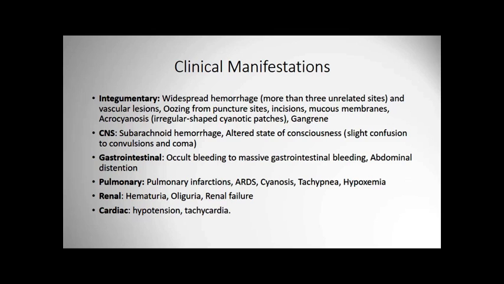Cyanosis, tachypnea, hypoxemia, also bleeding from the renal system, hematuria, oliguria because of kidney failure as a result of the thrombosis, and cardiac problems, hypotension, tachycardia, and also infarctions or whatever you can imagine as a result of the bleeding and as a result of thrombosis in the coronary arteries. So you can make 100 more slides if you want, adding things and things as a result of bleeding, as a result of thrombosis in different organs.